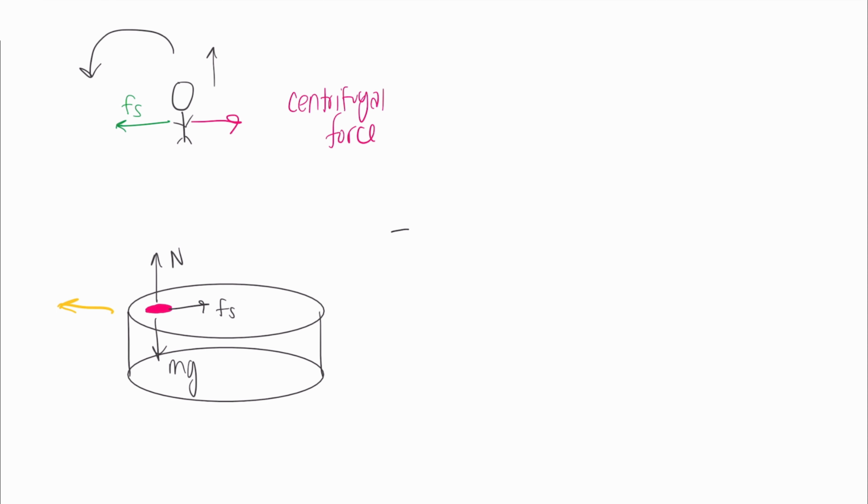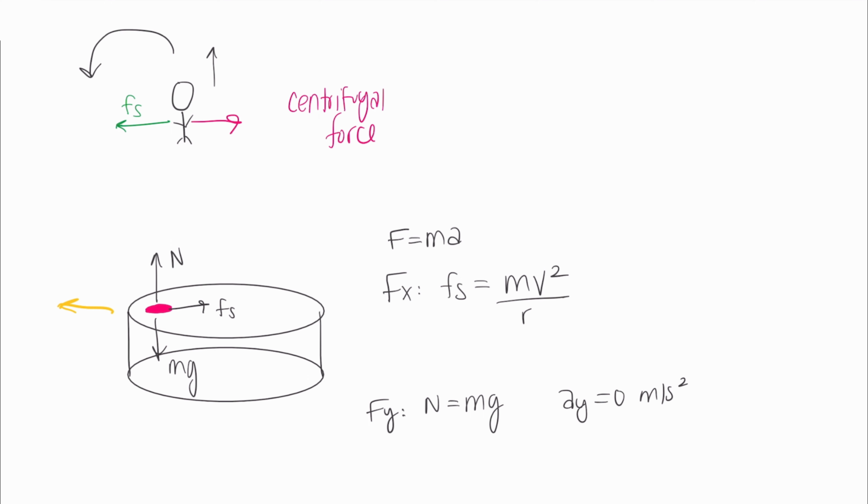Let's write out some equations using Newton's second law, force is equal to mass times acceleration, to further analyze this. Looking at the force in the x direction, we have the force of static friction is equal to the centripetal force, which is mass times the centripetal acceleration, which is velocity squared over the radius of the circular path. Looking at the forces in the y direction, we have the normal force is equal to the weight, due to the fact that acceleration in the y direction is equal to 0.